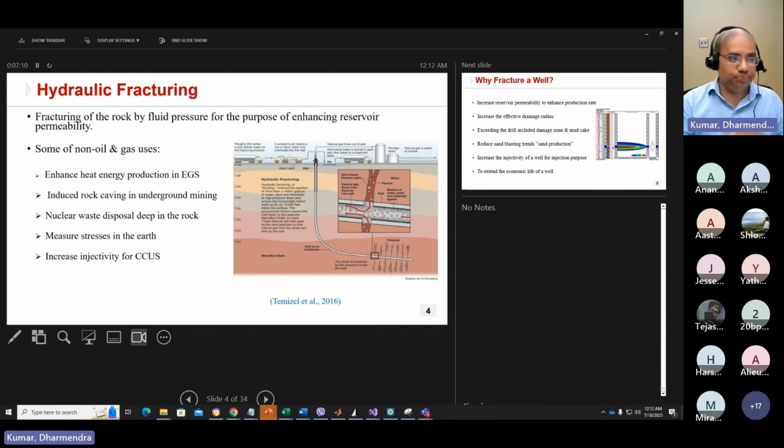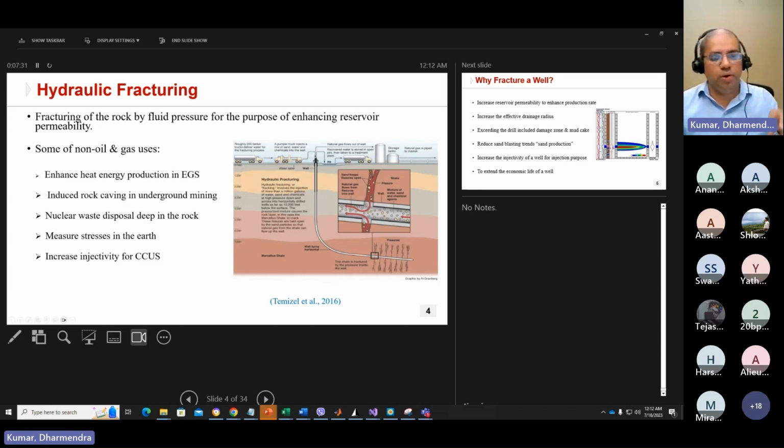The problem is that if you get the rock core, you can try to do some analysis in the lab, but the properties which you get from a lab are not very representative of the field. So sometimes we need field scale testing. So there, hydraulic fracturing is extensively used.